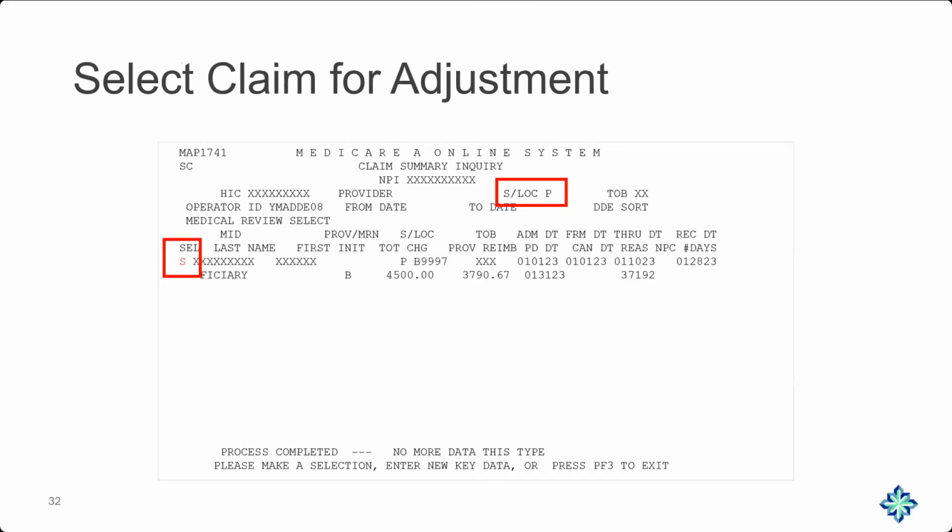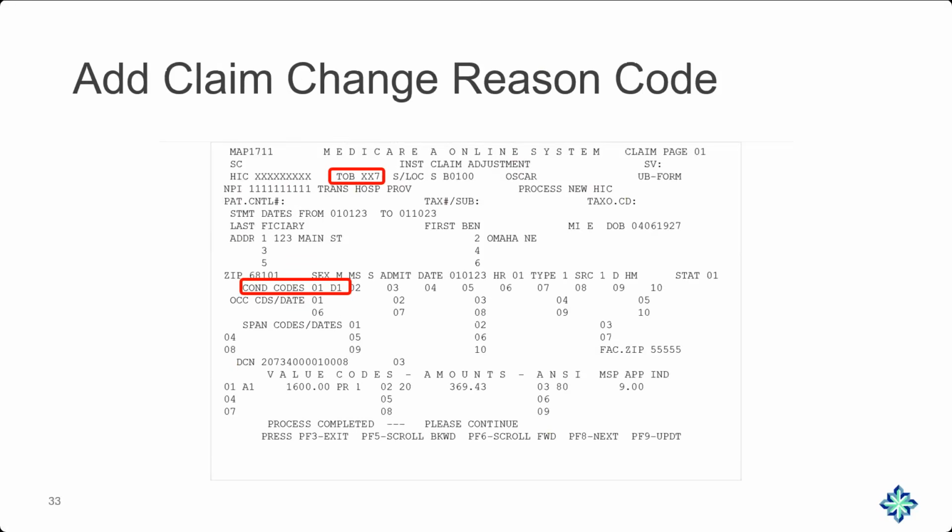So after you have selected the claim for adjustment, you notice that the type of bill is automatically going to end in a 7. That indicates that it's an adjustment. You're always going to need to choose the appropriate change claim reason code, and that's going to reflect why the claim's being adjusted.